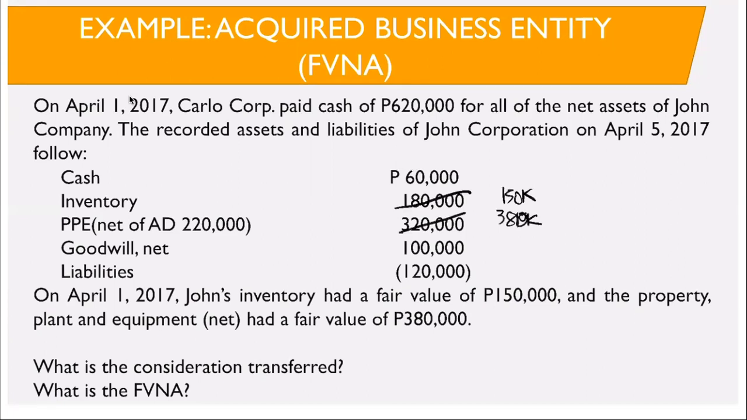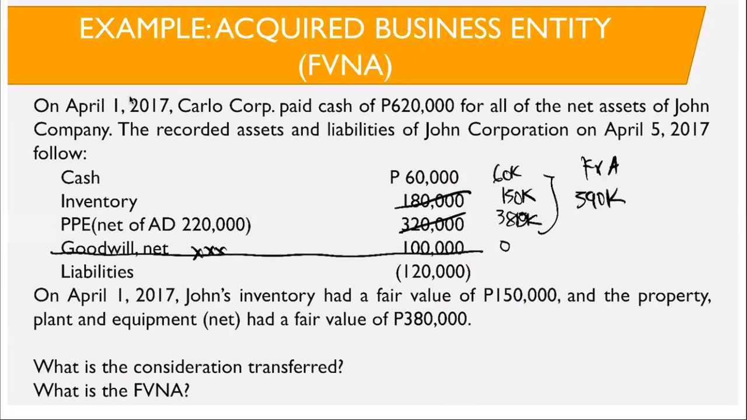Now, guys, if ever this is an acquired business entity, you cannot acquire goodwill. You cannot acquire goodwill, so this will be zero. How about cash? Cash will still remain at 60,000. So what is the fair value of assets of John? 60 plus 150 plus 380, we have 590,000. And the fair value of liabilities is 120,000. Therefore, the fair value of net assets, 590 versus 120, we will have 470,000 pesos.